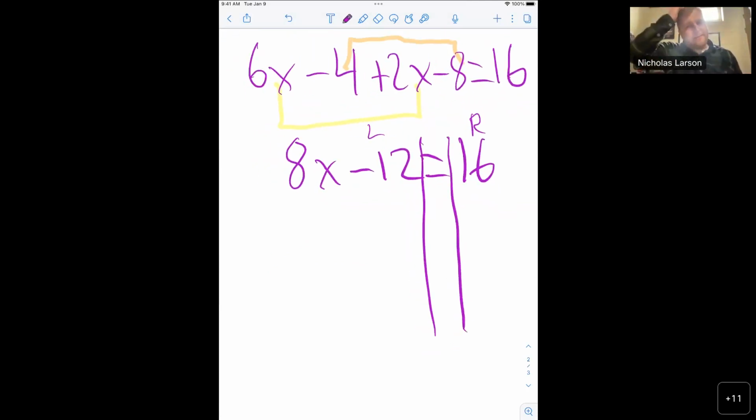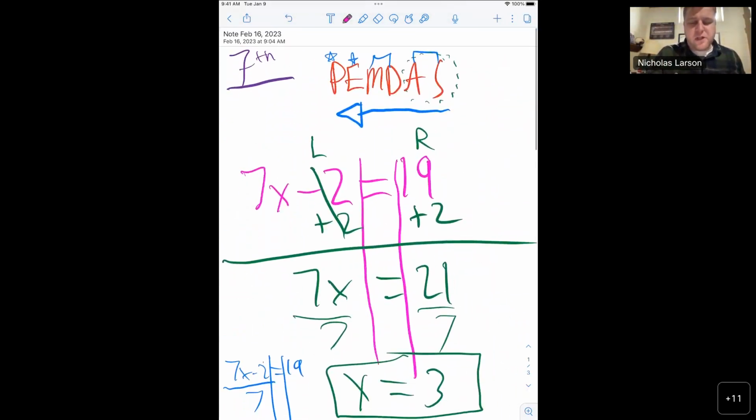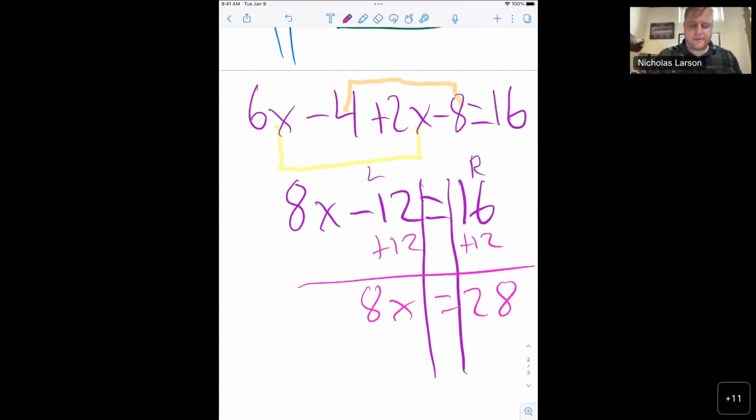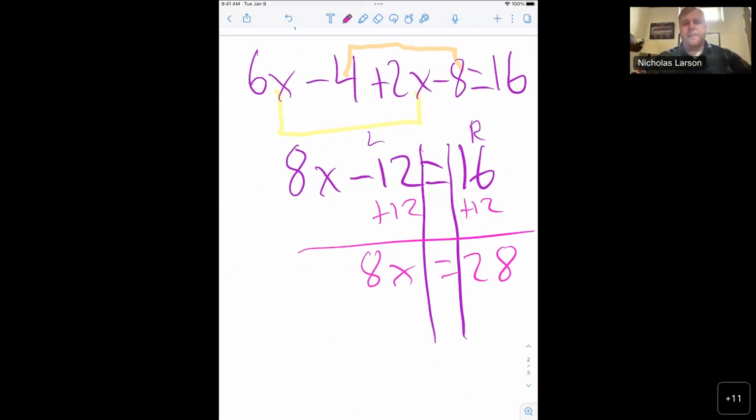So I think, how do I undo subtracting 12? Well, the inverse operation of subtraction is addition. So I'm going to add to both sides, and get 28. And then I think, how do I undo multiply by 8? I need to divide. So x equals 28 over 8, and I'm left with 4 eighths.